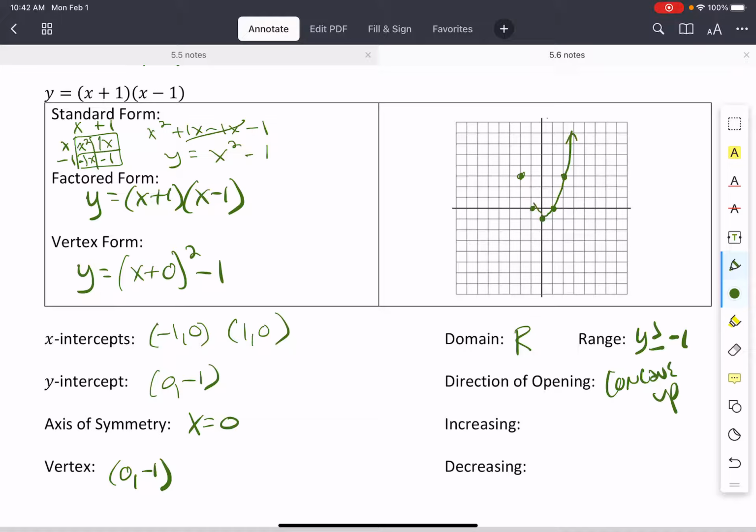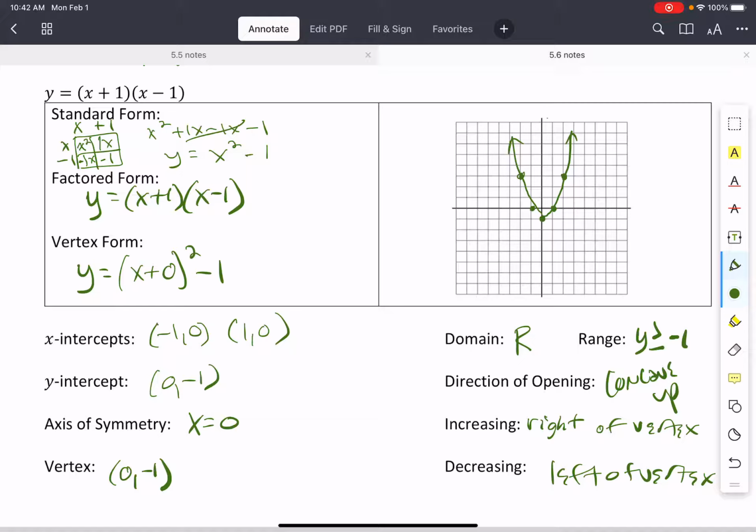And it looks like that. And then I know it's increasing right of vertex and decreasing left of vertex. Did anybody get that like 100% or like 99%, like super close? Good. Okay, let's stop here and see what questions.